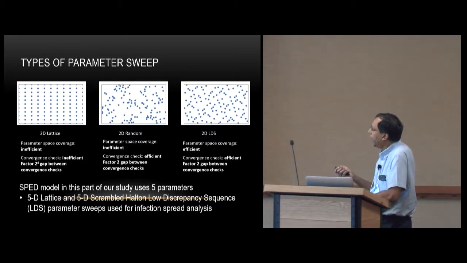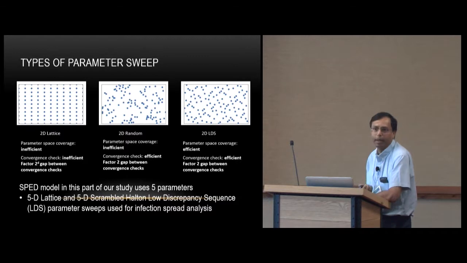Okay. A random sequence, a pseudo-random sequence, is better. The convergence check can be done within the factor of 2. Like I do 1,000 points, then I do 2,000 points, and then I'll check whether I have converged. Okay, so it is good in that. It still has a problem in covering the space because you can see there are some large gaps in some places, there are small gaps in other places.